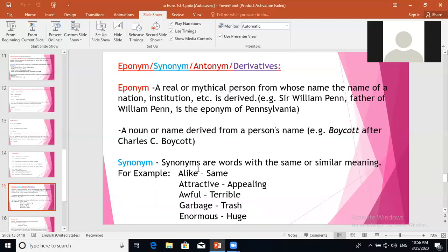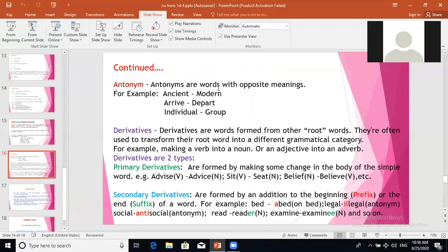Synonym, you know, same meaning. There are some examples. Alike means same, attractive, appealing, awful, terrible. I have given these here because you have to practice more synonyms to improve your vocabulary, nothing else. You know the meaning of antonym also. Antonyms are words with opposite meanings. Here are a few examples. You will do more practice from a grammar book. Ancient, opposite is modern. Arrive, opposite is depart. Individual, opposite is group.